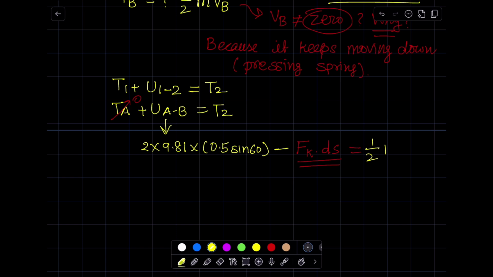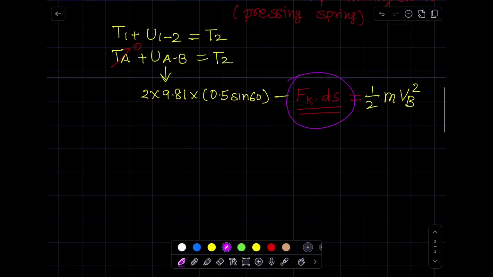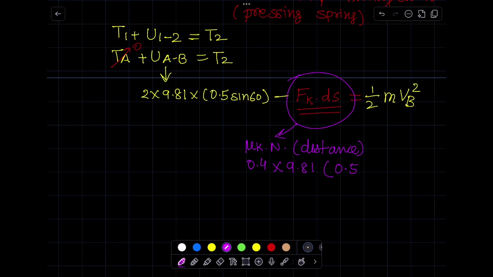Okay. You can see here that work due to friction is negative. Why? Because this friction force was working against the direction of the motion. So in that case, I have used a negative sign for it. So now I will expand this equation, and the work due to friction will be mu k multiplied by N and the distance. So we can write 0.4 multiplied by 9.81 multiplied by the distance 0.5.